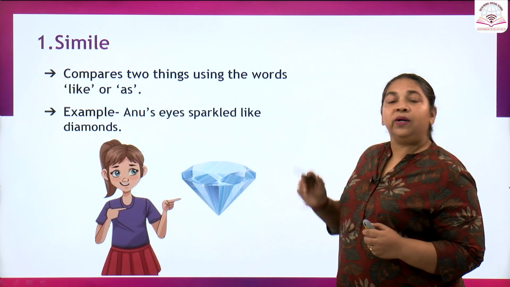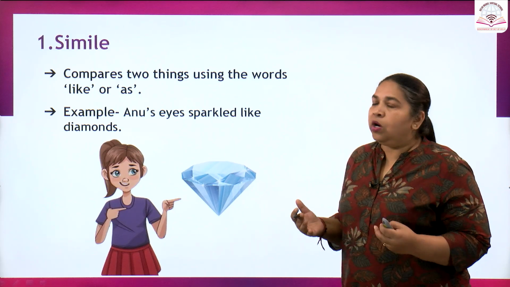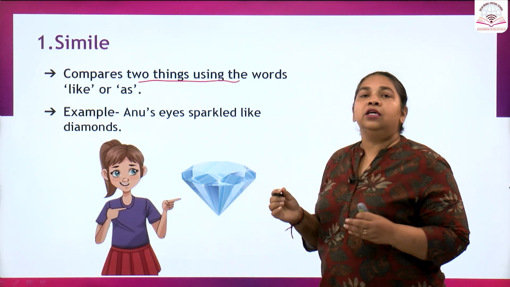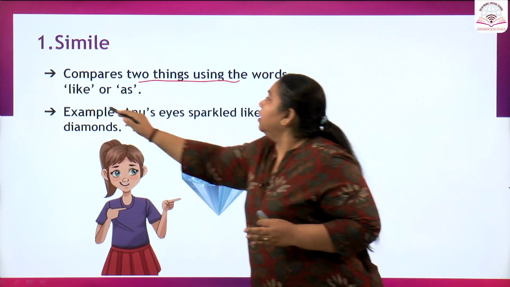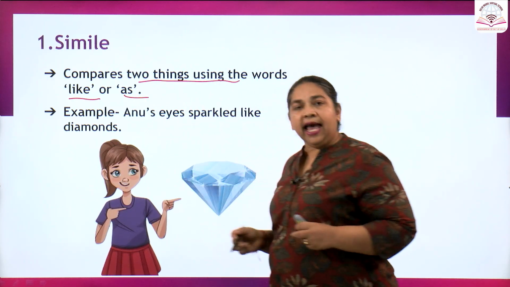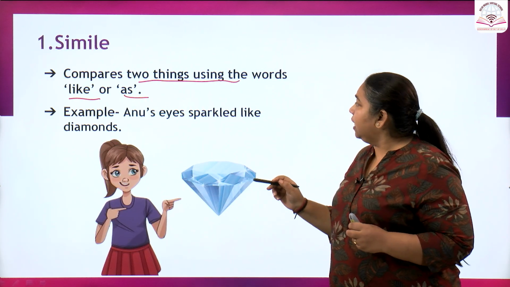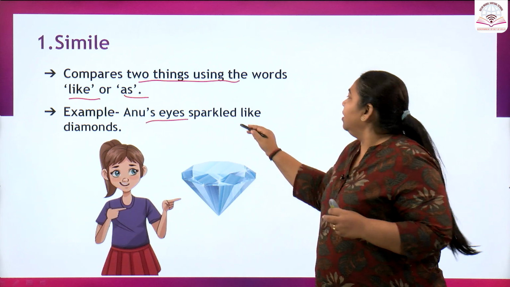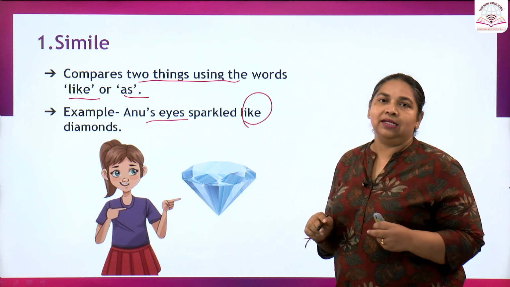Now the first one is simile. What is simile? Here we compare two things using the words like or as. Let's look at the example. Anu's eyes sparkled like diamonds.